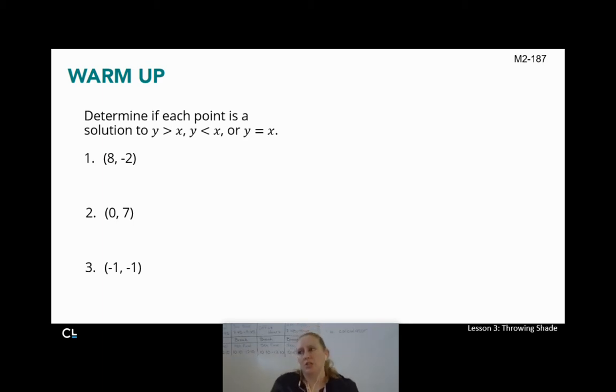What I would like you to do is determine if each point is a solution to y is greater than x, y is less than x, or y equals x. So I basically just want you to determine, is the y coordinate greater than your x coordinate? Is the y coordinate less than your x coordinate? Or is your y coordinate equal to your x coordinate? So go ahead, hit pause, work your way through these, and then hit play when you're ready to check your work.